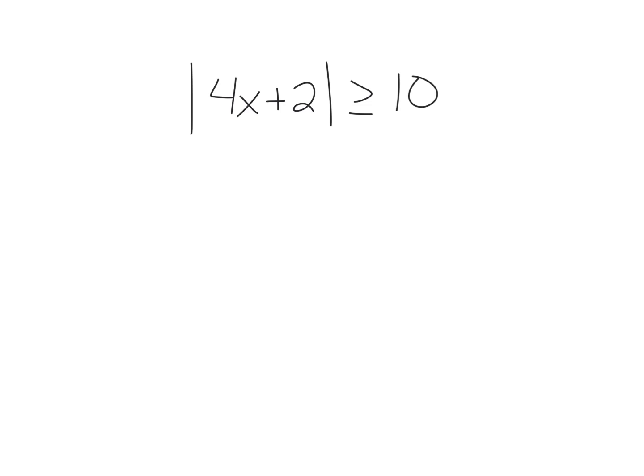Okay, what's step 1 with absolute values? Rewrite the thing, write your cases. What's case 1? 4x plus 2 stays the same. 4x plus 2 is greater than or equal to 10. What's case 2? Flip the sign, make the number negative.